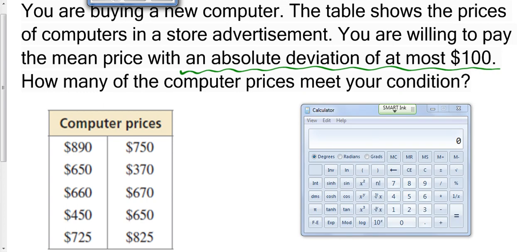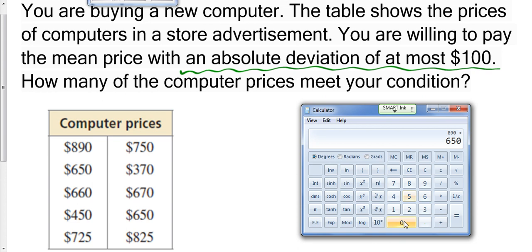Okay, so I'm going to use a calculator to add up these numbers. What I got is 890 plus 650, and that's going to come out to that. And plus 660, and then that's going to come out to that. And then I'm going to add 450, and then 725. Sorry to do this on the video, making it so long. Add 750.